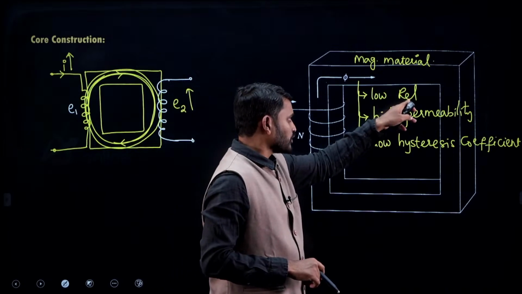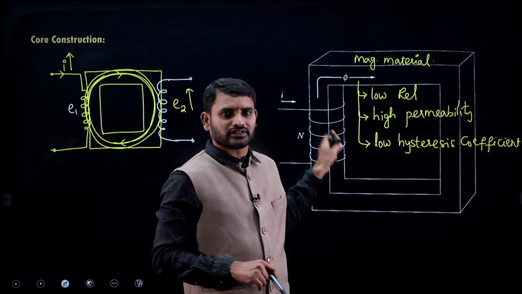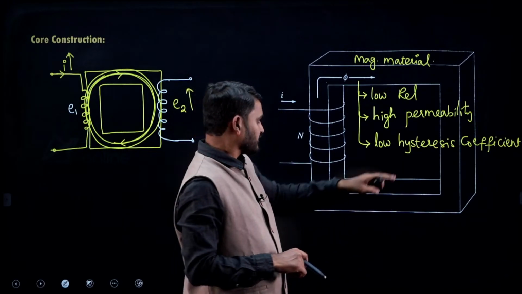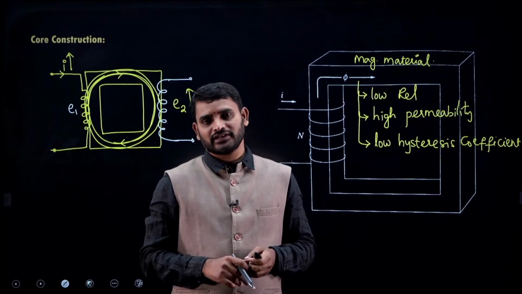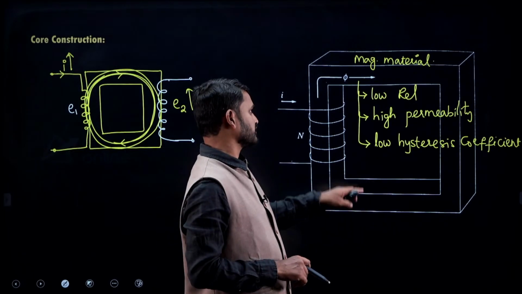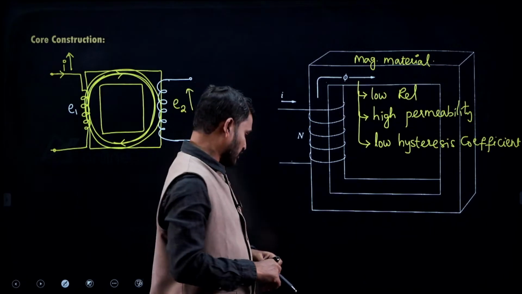If the core possesses low reluctance and high permeability, definitely the flux can easily establish through the core. And if the hysteresis coefficient of this magnetic path is very low, the hysteresis losses will be very low. That is the main intention behind the core. Okay. There is one more thing also.